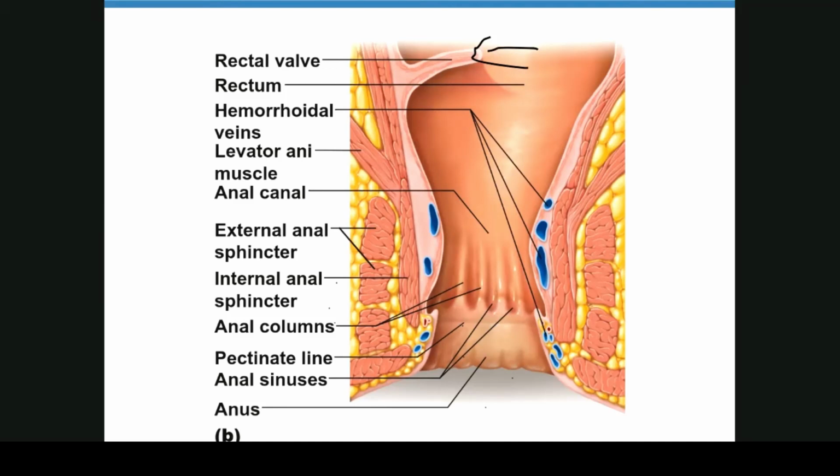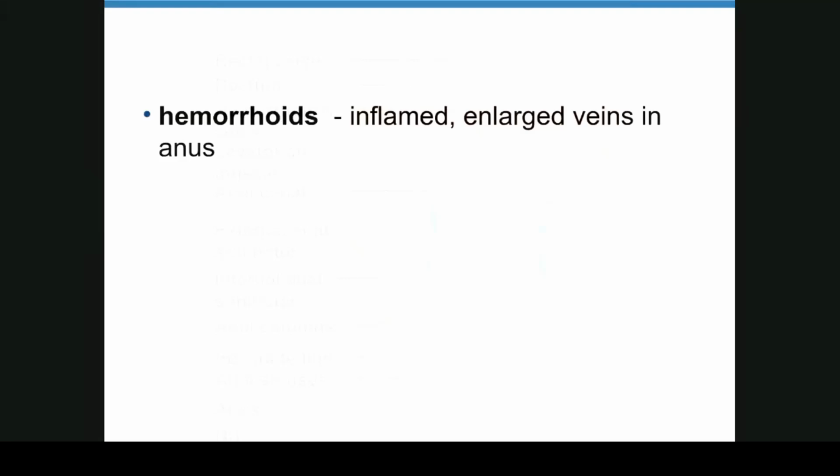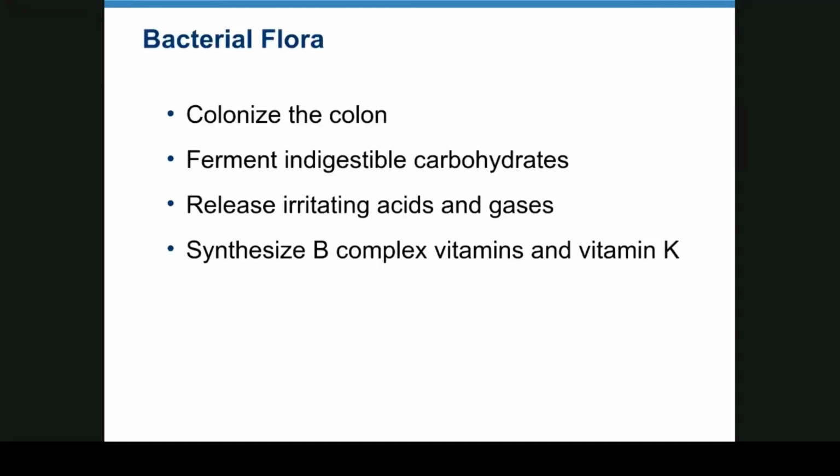Okay, now here's your anal columns. These are hemorrhoidal veins. See the little blue things? They're not hemorrhoids, they're hemorrhoidal veins. A hemorrhoid is an enlarged vein. It may be in the anus, it may stick out of the anus, it may be minor, it may be major and require major surgery.